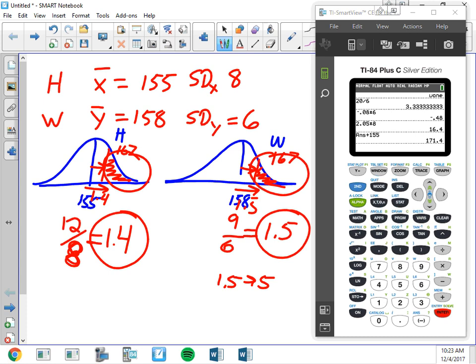You have to be careful, because it might say measurements lower than 167. If I said measurements lower than 167, which one wins? 1.5 would win, because it would have a higher percentile rank. So you have to be really careful when you read these questions. Are we looking at right area or left area? And actually, all you have to do is compare the z-scores. Now, if you don't understand that, do shade norm and compare the areas.